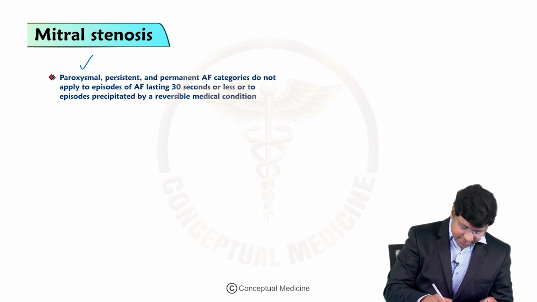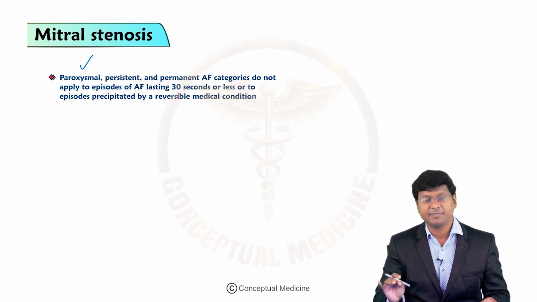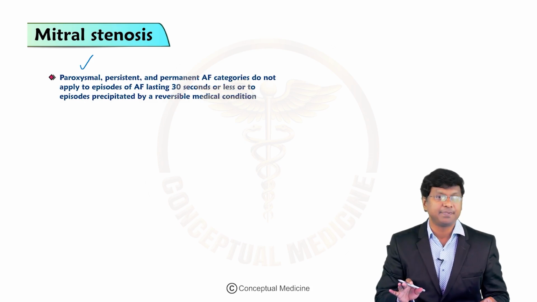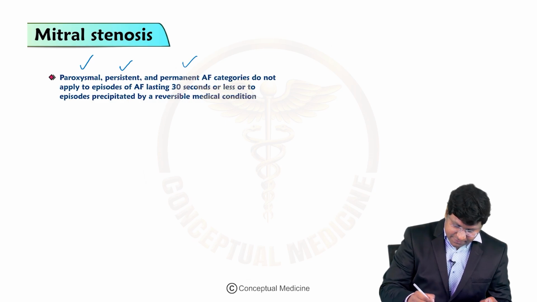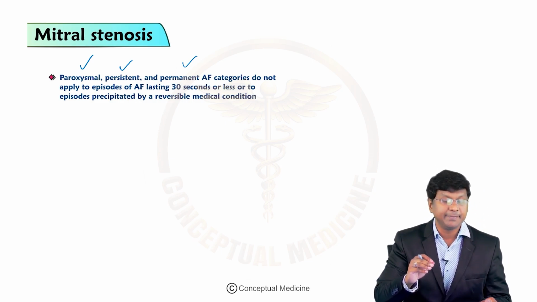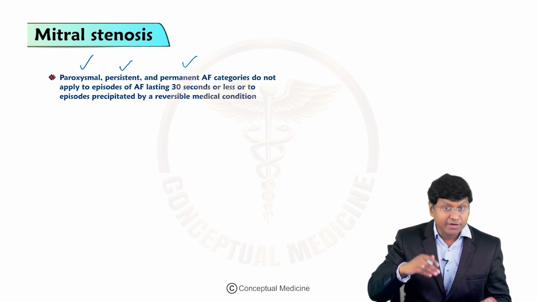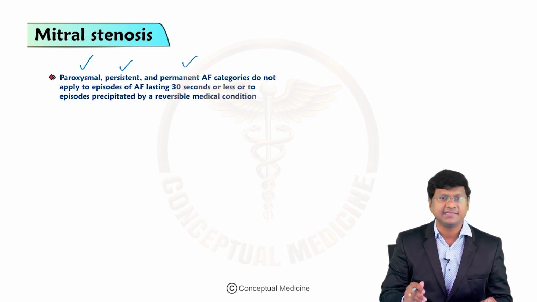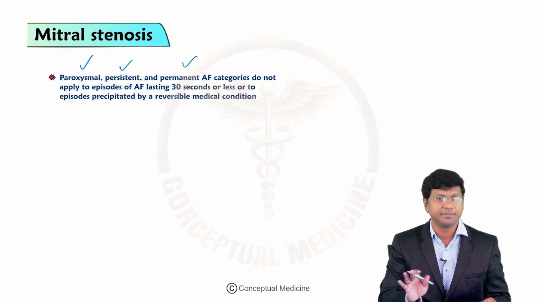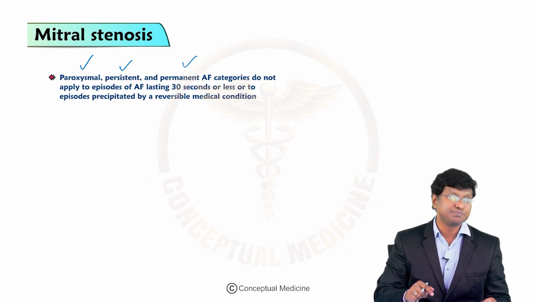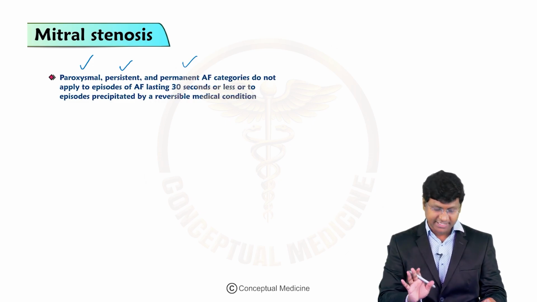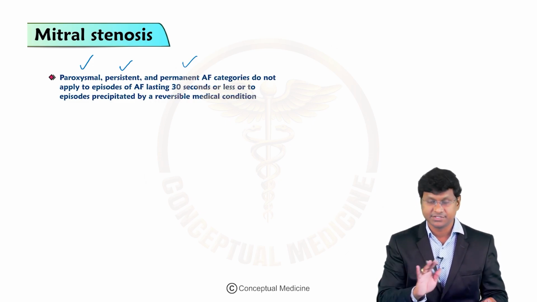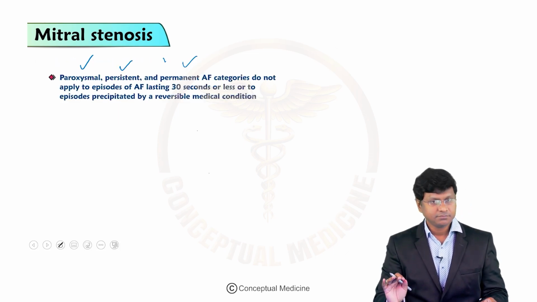Please remember, the paroxysmal, persistent and permanent atrial fibrillation categories do not apply to episodes of atrial fibrillation lasting 30 seconds or less. So in these categories, the episodes of atrial fibrillation will last more than 30 seconds. The categories also do not apply to episodes precipitated by a reversible medical condition.